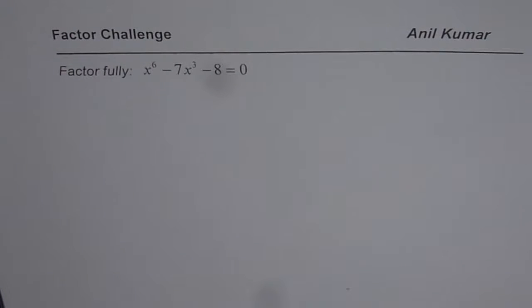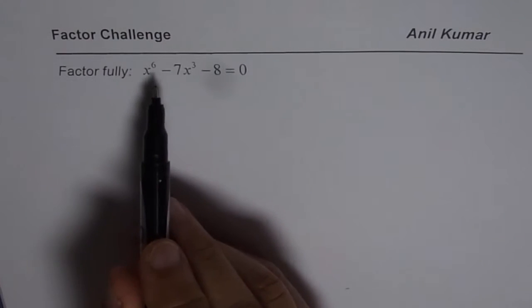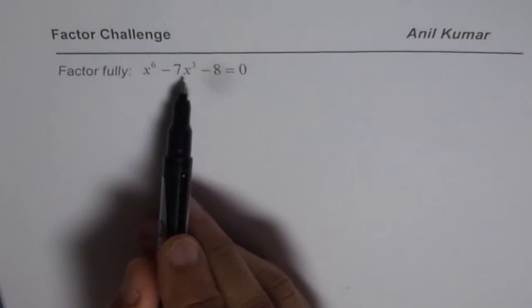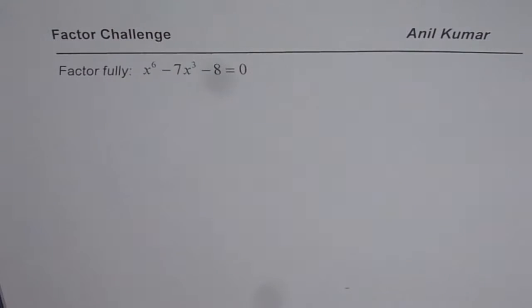I'm Anil Kumar, and here is a bonus question for you on factoring. The question is to factor fully x to the power of 6 minus 7 times x cubed minus 8 equals to 0. You can pause the video, answer the question, and then look into my suggestion.